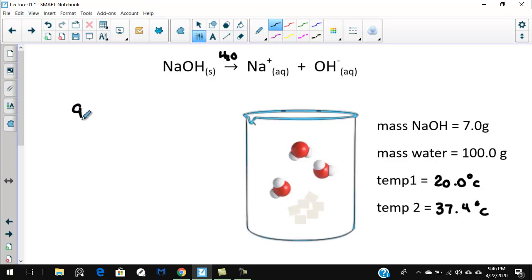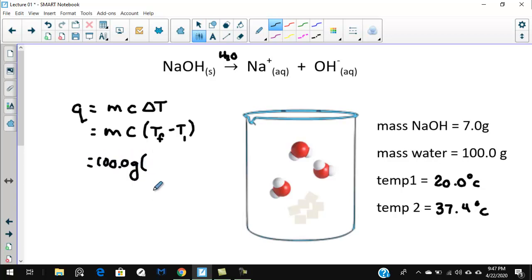So we say Q, or quantity of heat, is equal to mass times the specific heat capacity times the change in temperature, which is equal to the mass times the specific heat capacity, and then we can write in here TF, or T2, minus T1, or TI, right? Put our numbers in. So that's 100 grams times a specific heat capacity for water, which is always the same.